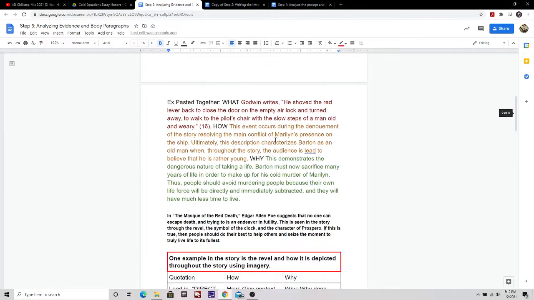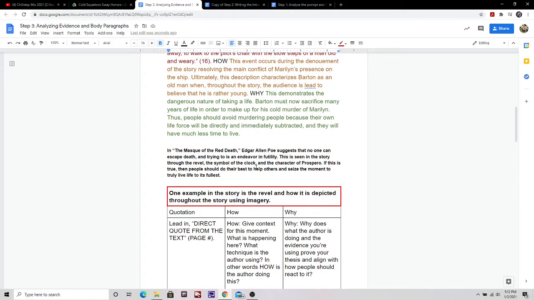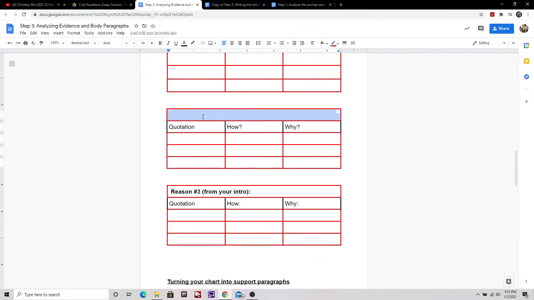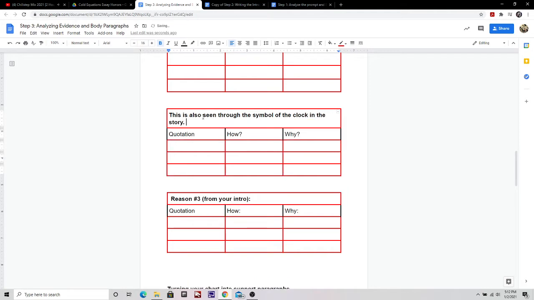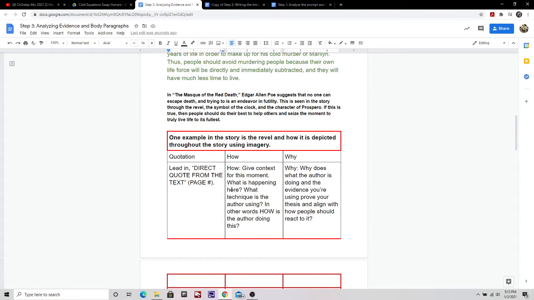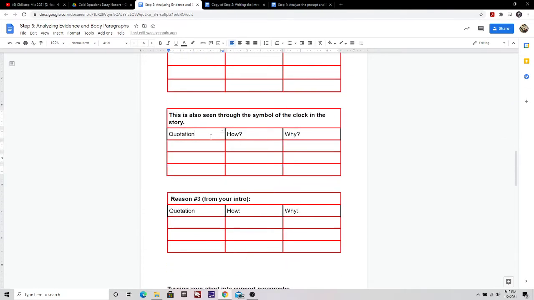Our second topic, I believe, is the clock. Yeah, the symbol of the clock. And we want to add a transition here because this will become our topic sentence. So we want to say something like, this is also seen through the symbol of the clock in the story. Okay, and we know that we're going to actually talk about symbolism in each of these how sections, right? You'll notice that I don't put the instructions here. If you want to have those, you can go back to the top one and see what you're supposed to do in that section. But eventually you should know how to work with these charts every time anyway.